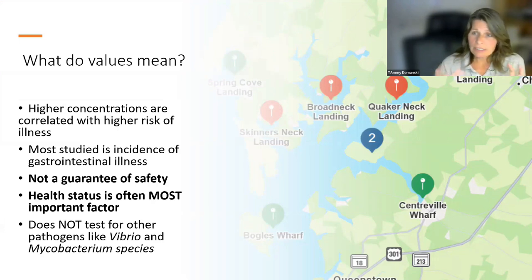And the correlations were mostly studied with gastrointestinal illness, but you can also have ear infections and skin infections. If you have pets, you can have multiple types of infections. But for one thing, being below the threshold is not a guarantee of safety, and being significantly above it is not a guarantee that you're going to be ill.